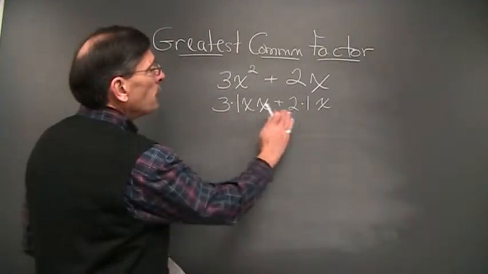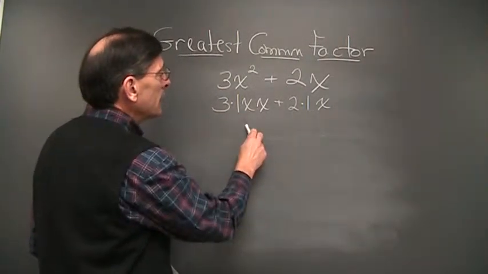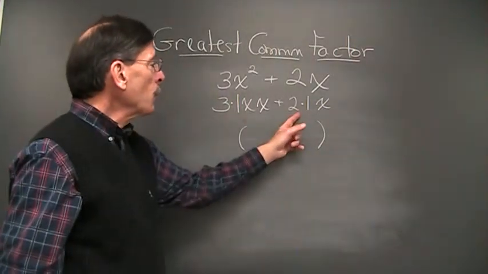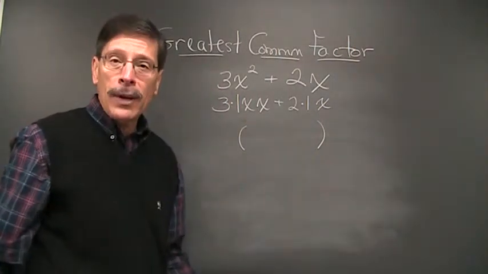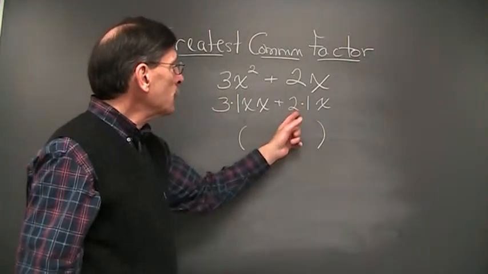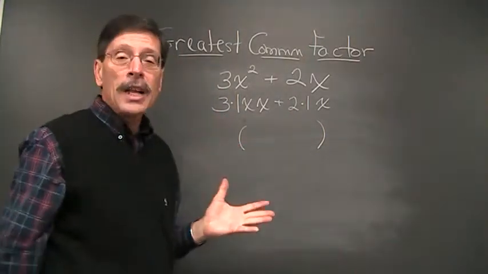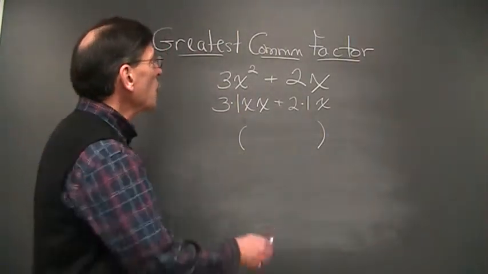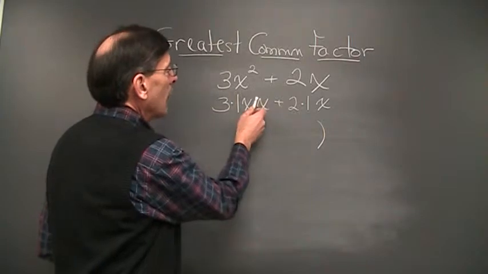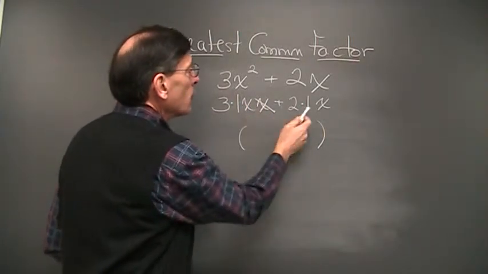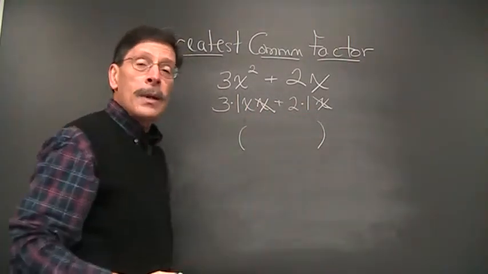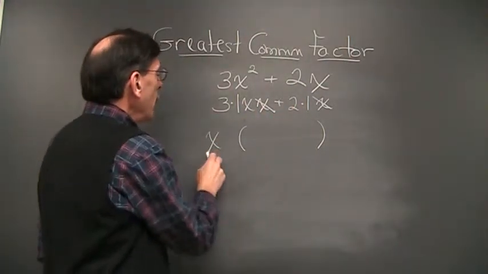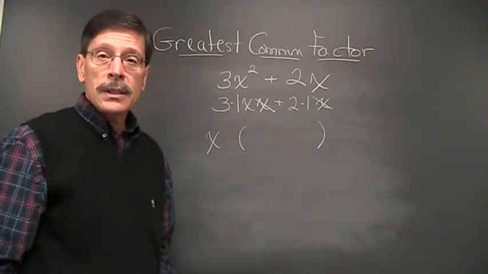Now, I take a look through these two terms for what is common. Now I have a 3 in this term. There's no 3 over here. 3 is not a common factor. I have a 2 in this term, no 2 here. 2 is not a common factor for these two terms. However, we do have an x in common. There's 1x in this term, 1x in that term in common, and I cross the x out of each term, and I write it in front of the parentheses.